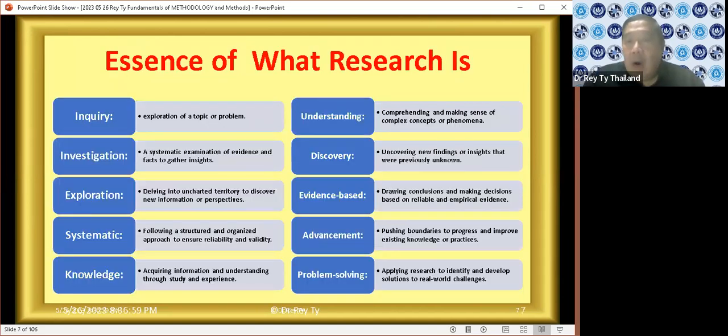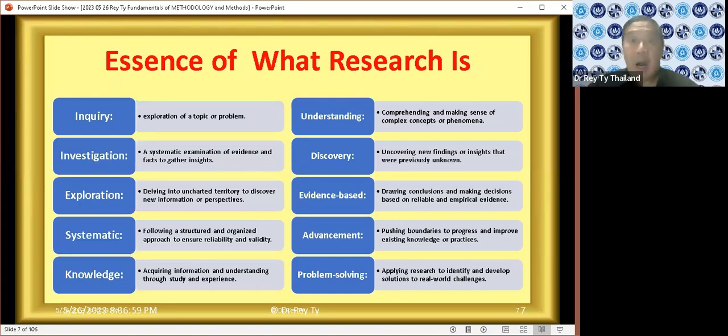And then what is research? Research is tons of different things, among which are to explore a topic or a problem, to investigate, look for facts, to look for things that we have never understood.